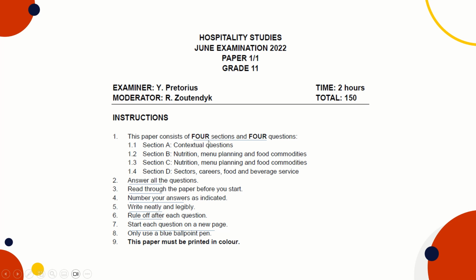The paper will consist of 4 sections and 4 questions. So ensure that your paper is complete by looking for all 4 sections, which is section A, contextual questions, section B, that's nutrition, menu planning and food commodities, section C, that's on nutrition, menu planning and also food commodities, and then section D will be on the sector's careers, food and beverage service.